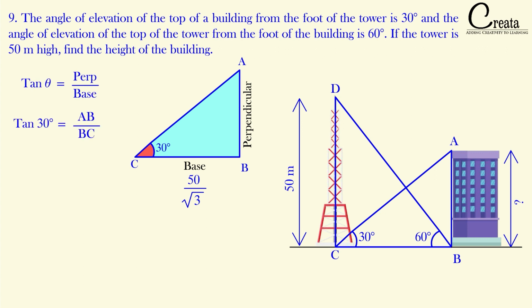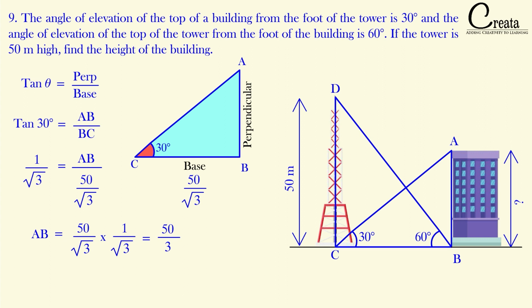Tan 30 degree will be equal to AB upon BC. BC let's replace with 50 upon root 3. And what is the value of tan 30 degree? It is 1 upon root 3. Let's solve this equation. We got AB as 50 upon 3 meter. That is the answer of the question. The height of the building we got as 50 upon 3 meter. Got it? This is the answer of the question.